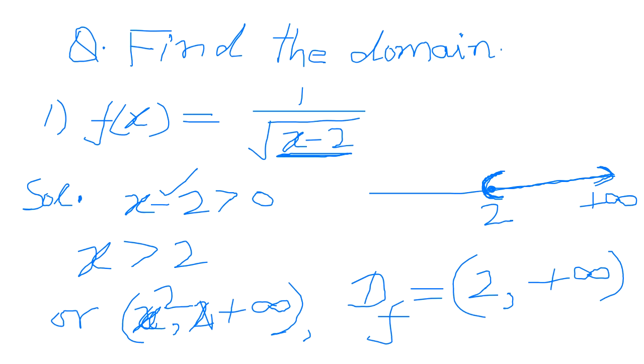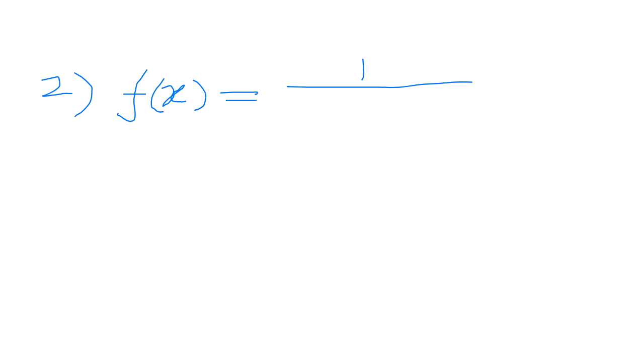Now see another question. Question number 2. Find the domain of this function. A function is f(x) equals 1 divided by the square root of 2x minus 7. How to find the domain of this function?